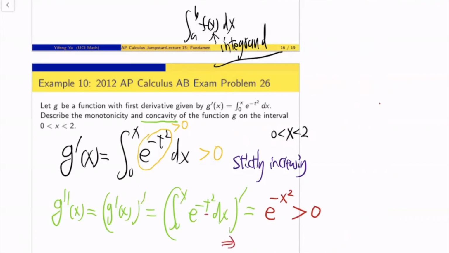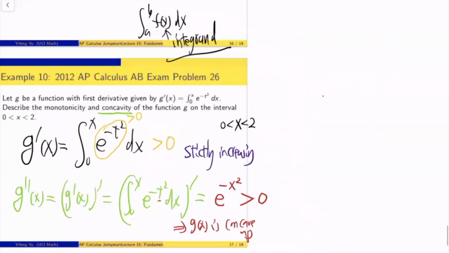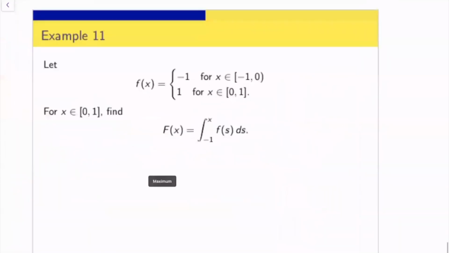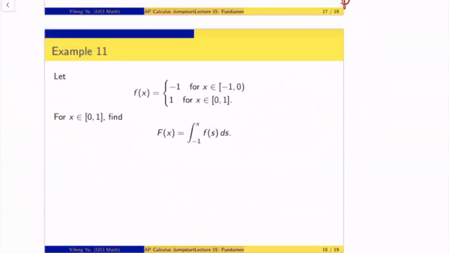So from here, we get the function g(x) is concave up. Okay, so if you draw the graph, it will look like this. It's strictly increasing and also concave up. And this is what looks like to be the graph. Okay. All right, now let's look at example 11.